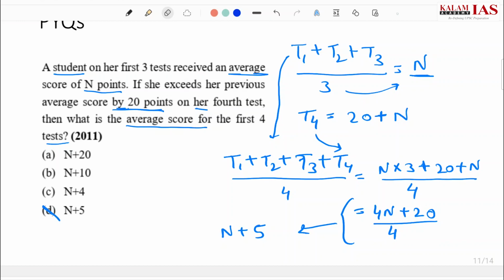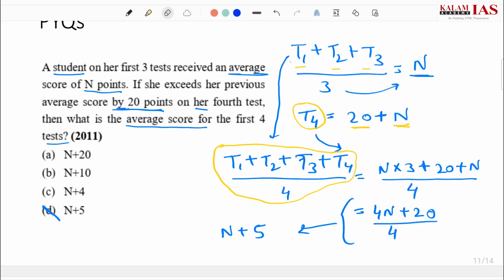Repeating again, it is said that on her first 3 tests she received an average score of n points. So first, the average of the first 3 will be (T1 + T2 + T3)/3 = n. Then for the fourth test she exceeds her previous average score by 20 points. For the fourth test she exceeds her average score n by 20 points, and now we have to find the average score for all 4 tests, which is formulated by this equation.